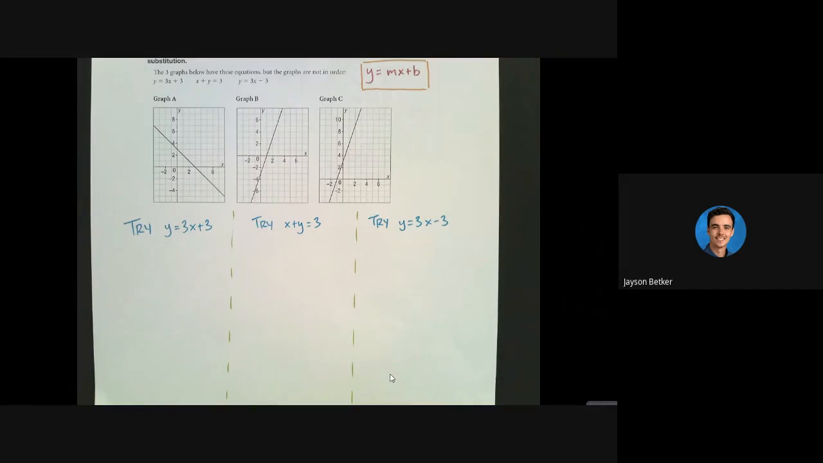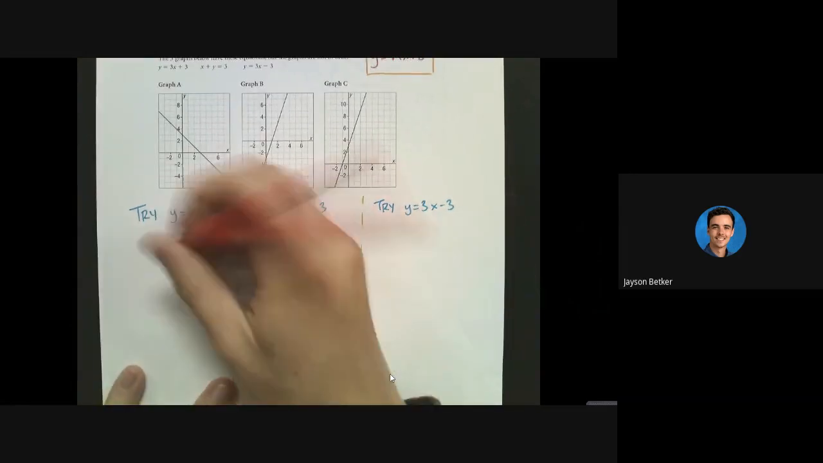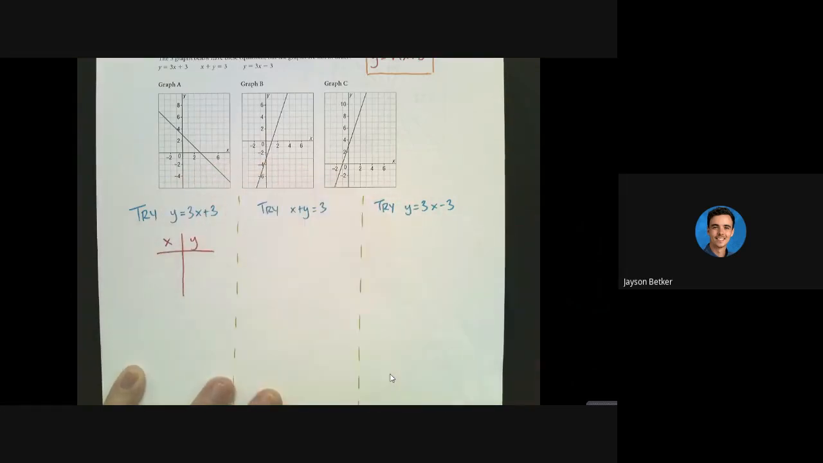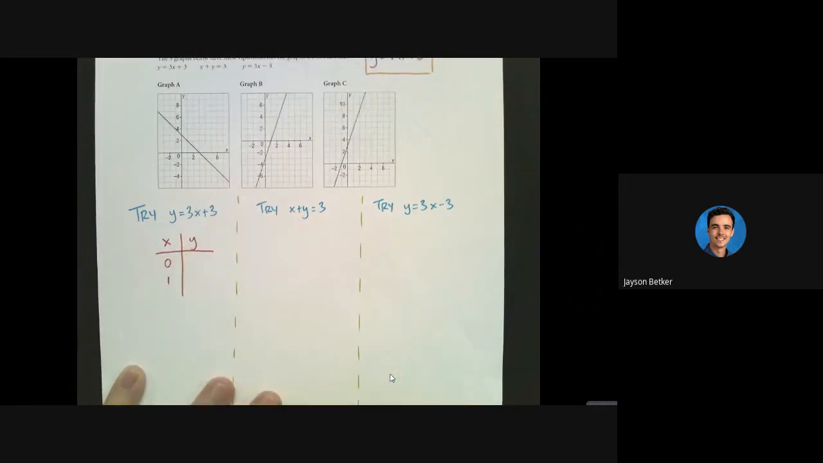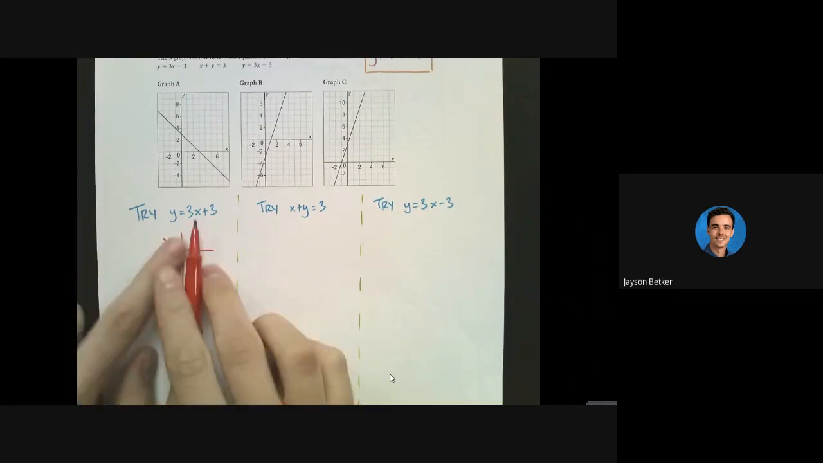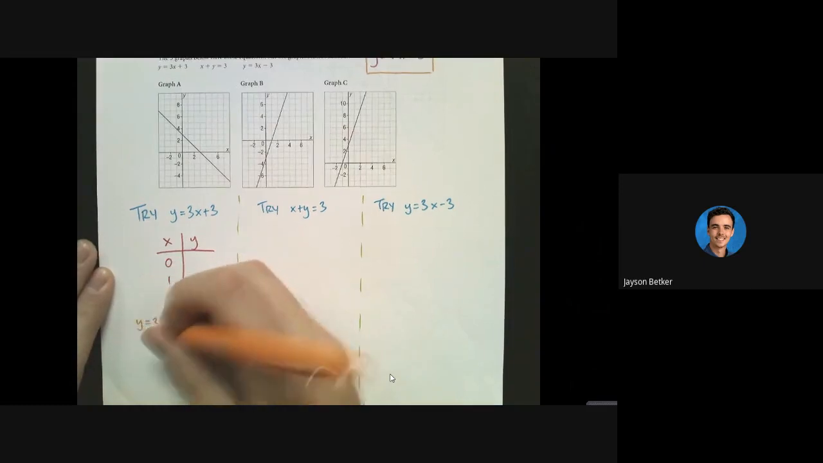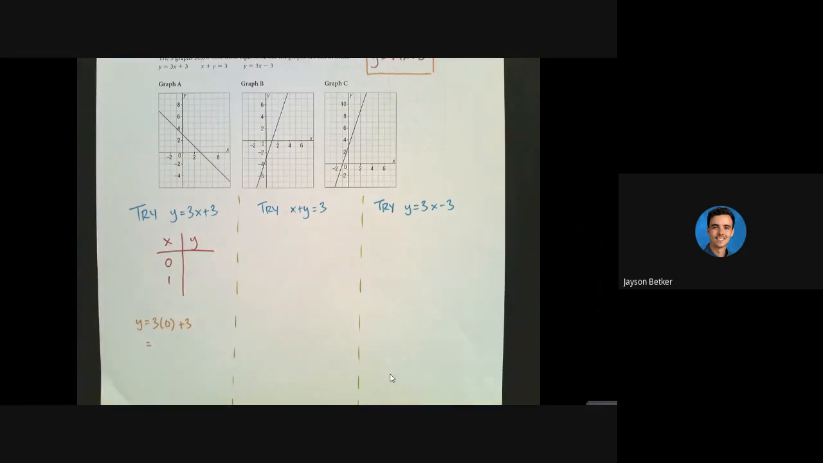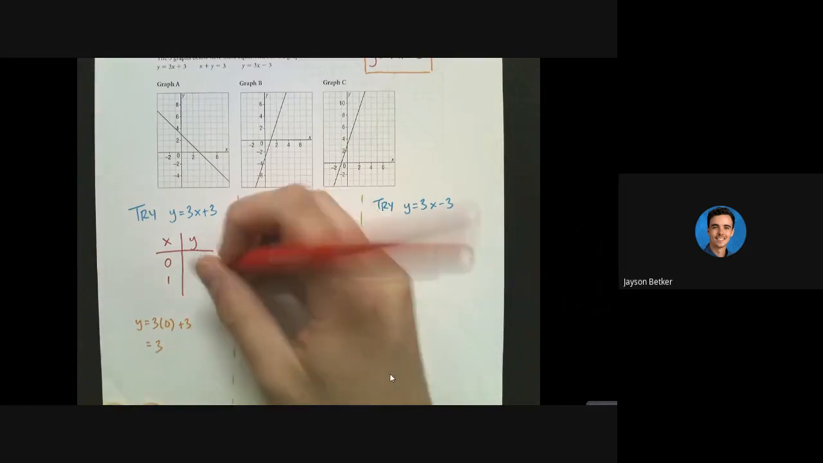Okay, so let's start with this one on the left. y equals 3x plus 3. All that you need to do is make a table of values, x and y, and just start plugging in values for x. Let's keep it really simple here, everybody: 0 and 1. Let's start with that. So if I plug in 0, I get, let's use all the colors today, y equals 3 times 0 plus 3. What does that equal? 3 times 0 is 0, plus 3 is 3. So y is equal to 3 there.